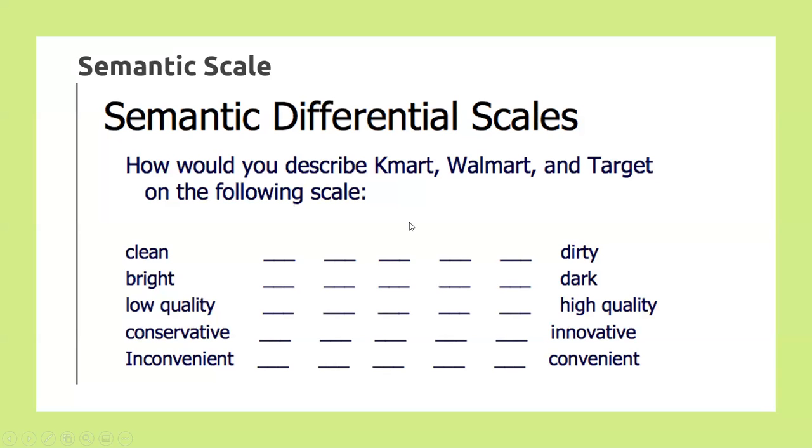So in semantic differential scale, we can put this in each of these. So, okay, Kmart in here. If Kmart in here, then Walmart is here and Target in here. So basically, I rank them. I can use that one in this scale.